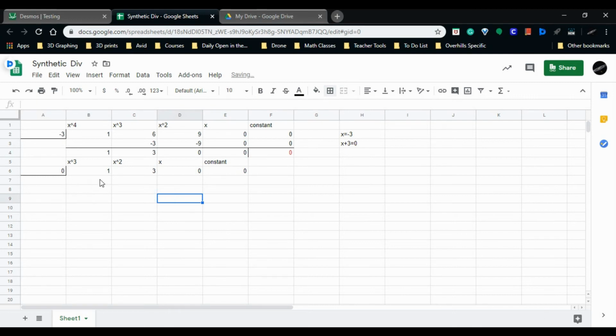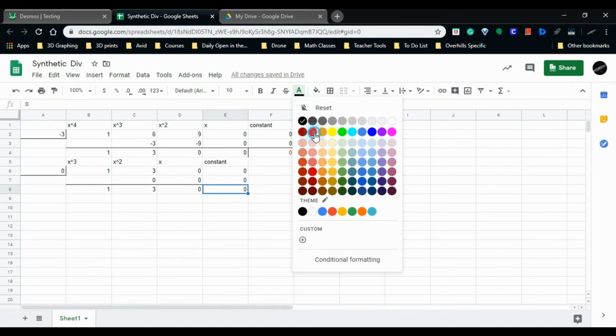Let me change the format just a little bit here. I'm trying to do this quickly, so forgive me if it messes up. Now I repeat. So bring down the 1. And 1 times 0 is 0. 0 plus 3 plus 0 is 3. 3 times 0 is 0. 0 plus 0 is 0. 0 times 0 is 0, and I still end up with this remainder being 0.